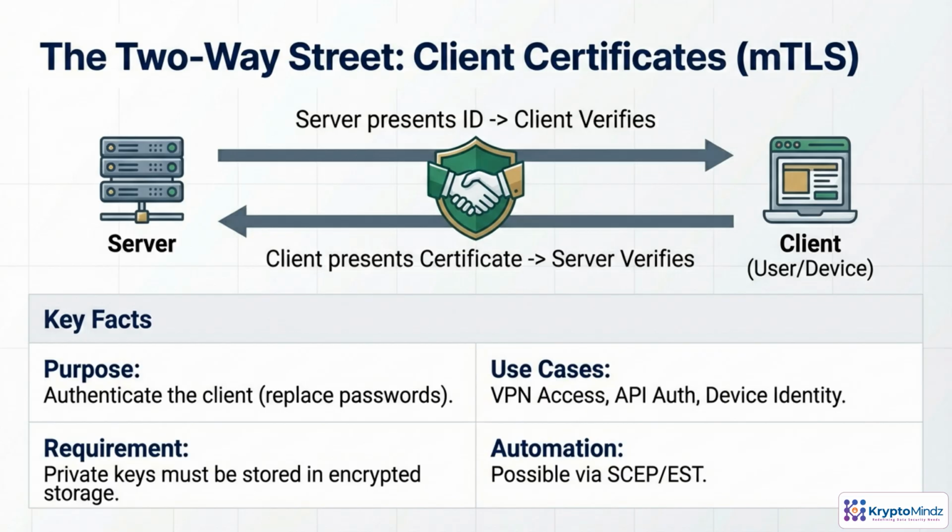mTLS is one of the most concrete ways PKI enables zero trust, because every connection is strongly authenticated in both directions, every time.